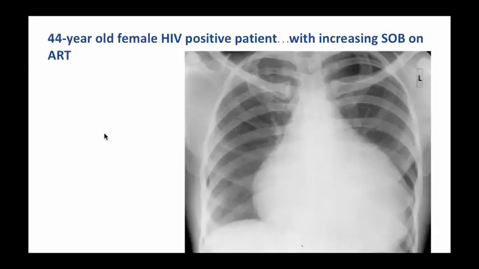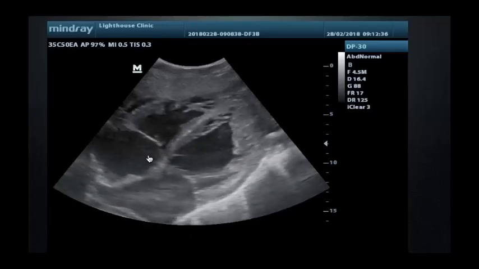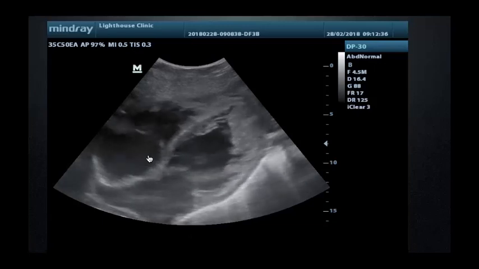Last case. This is again the same chest X-ray. This is a 44-year-old female patient with increasing shortness of breath on ART, and we see the same chest X-ray configuration. And what do we find in the ultrasound? Again, something different. Let's go through all our questions.